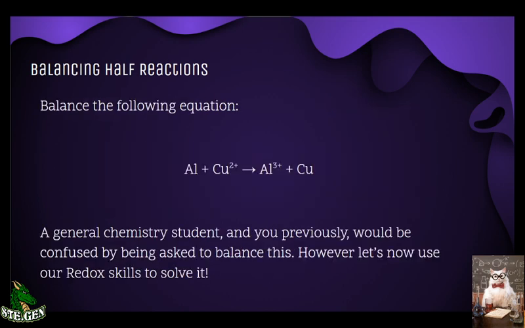So let's look at this example here. This one's really straightforward. We're going to balance this equation: Al plus Cu2+ gives Al3+ plus Cu. Now, if you're in general chemistry and you saw this, you would say, okay, it's balanced. There's one Al and one Al, there's one Cu. Everything is balanced. But with our redox skills, there is actually some balancing that needs to be done.